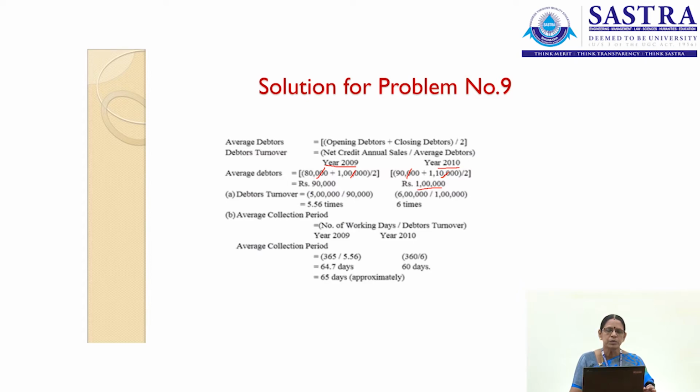Debtors turnover ratio is net credit sales, that is 5 lakh rupees divided by 90,000, it is 5.56 times. For 2010, 6 lakh rupees divided by 1 lakh, we get 6 times.